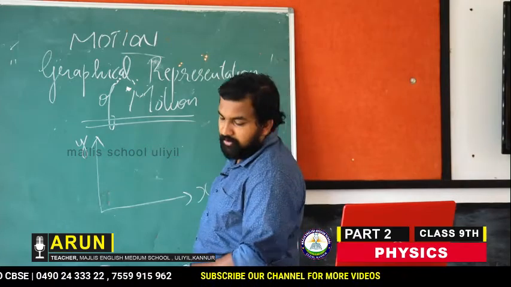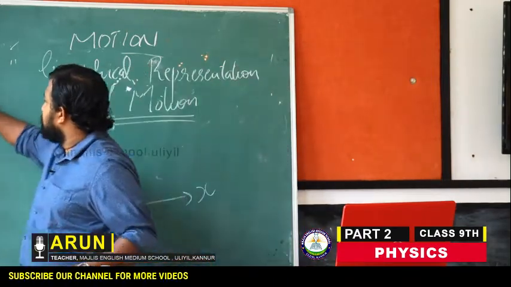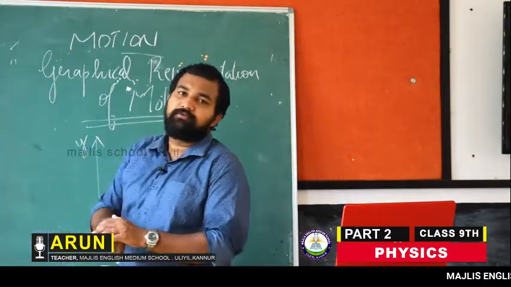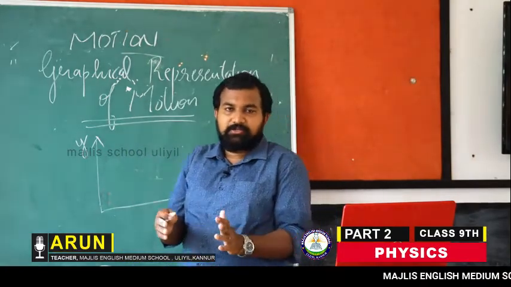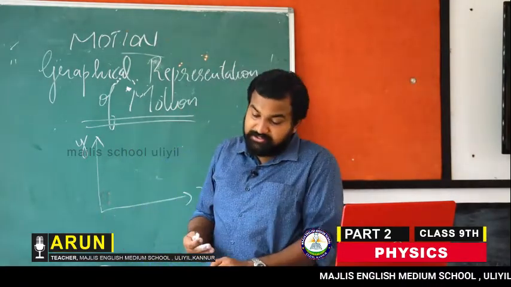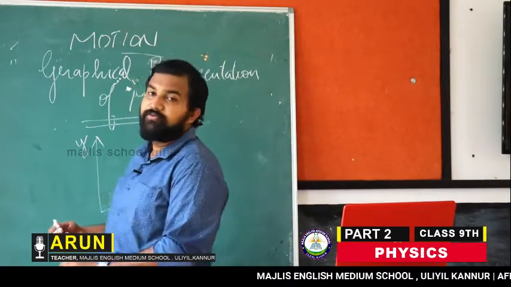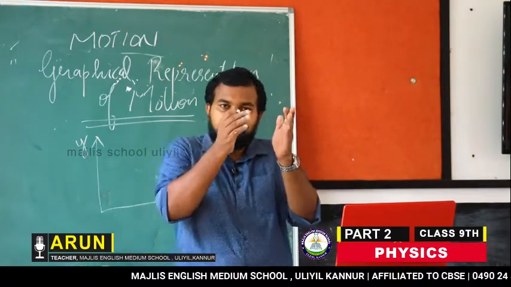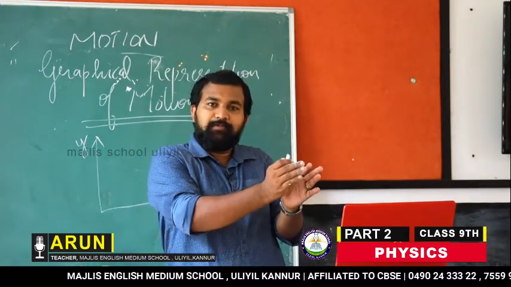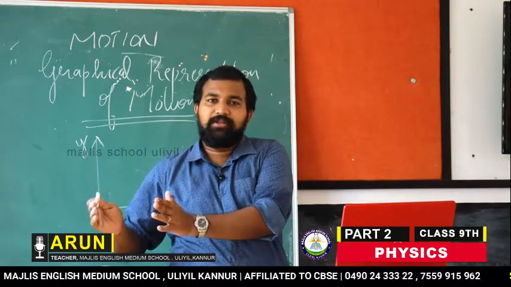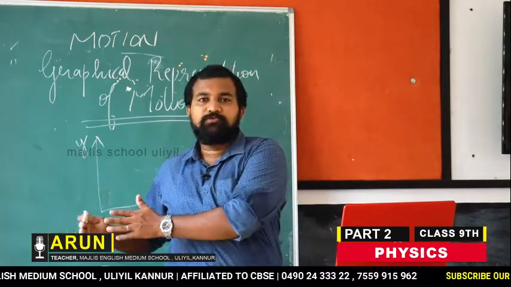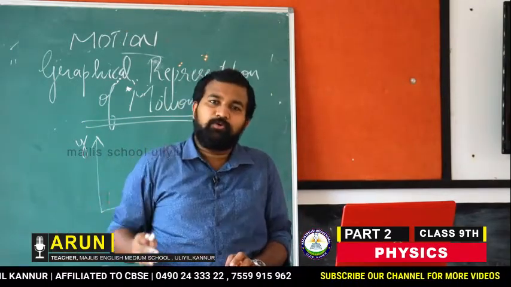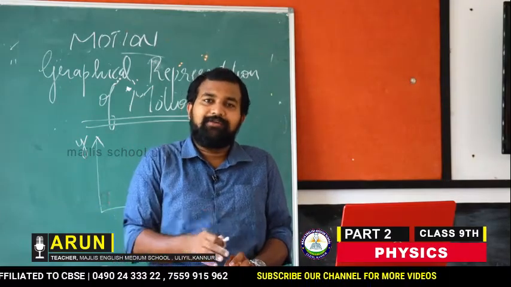So what is a graph? A graph is a picture, isn't it? The graph is a pictorial representation of any observation. We will observe something, for example when a body is moving. In the first 5 minutes it moves a particular distance, in the next 5 minutes it moves another particular distance, and in the next 5 minutes another. We want to understand the type of motion, or how it is moving, in a better manner. For that we will be using graphs.